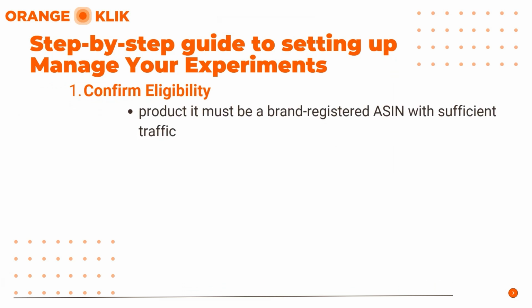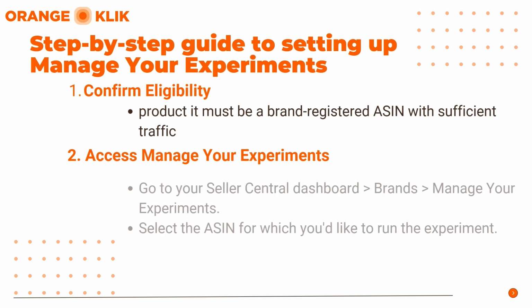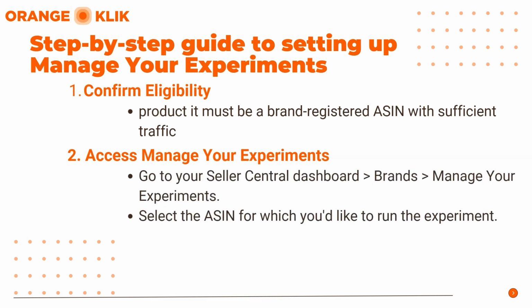Typically, it must be a brand-registered ASIN with sufficient traffic. Amazon requires a certain level of sales and impressions for accurate results. Second is access Manage Your Experiments. Go to Seller Central Dashboard, then to Brands, then click Manage Your Experiments.